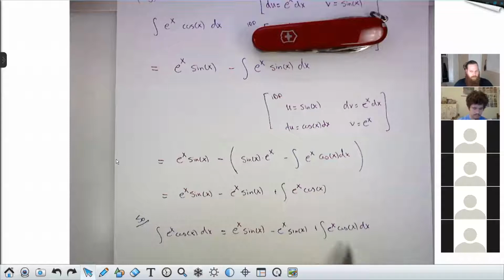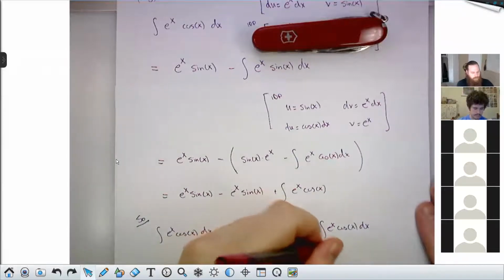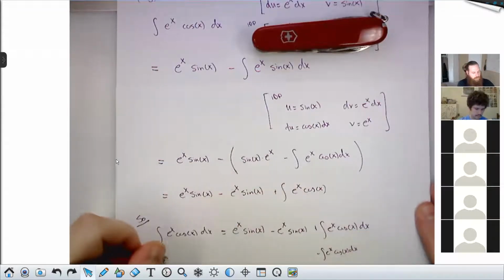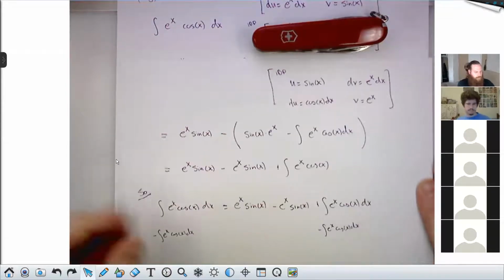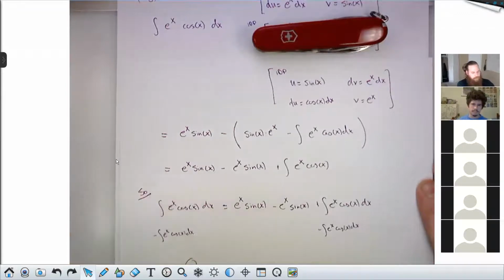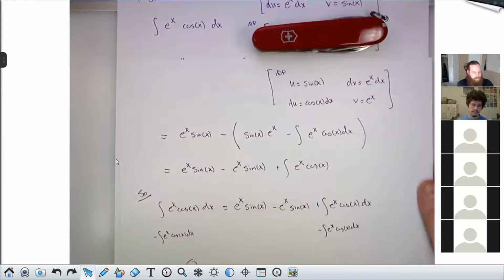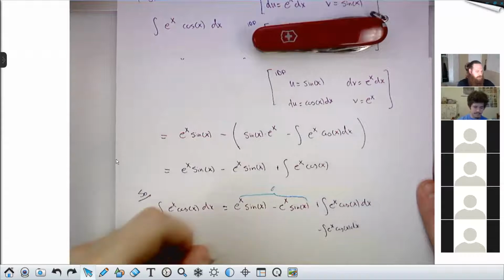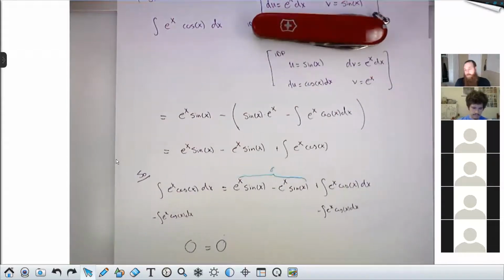If I subtract this integral over, we get 0 equals 0, right? This integral minus itself is 0. And e to the x sine x minus e to the x sine x, this is 0. So you get 0 equals 0, which is a true statement, but it's not at all helpful. You can always massage a true statement into 0 equals 0. It's just not going to get you anything valuable.